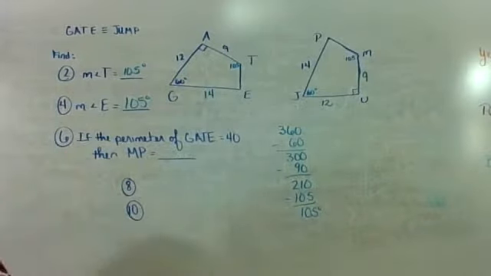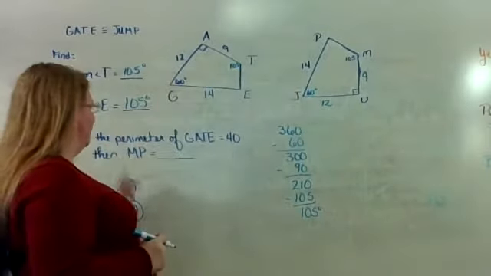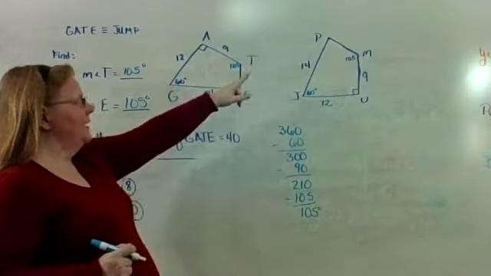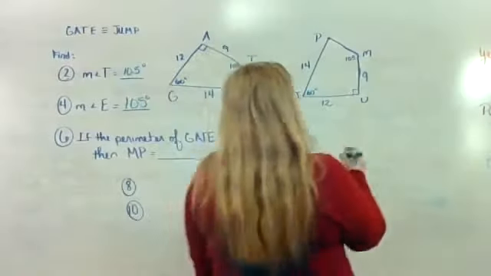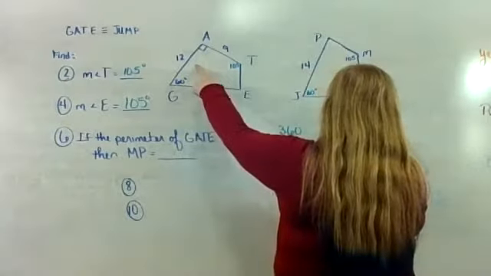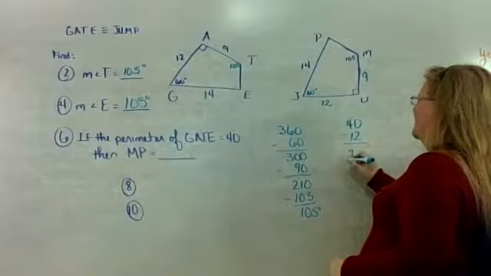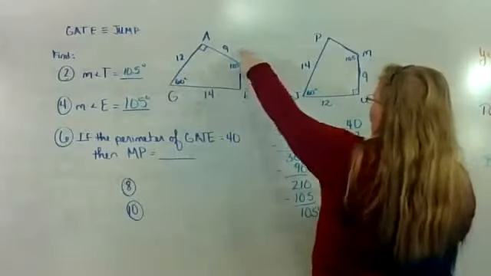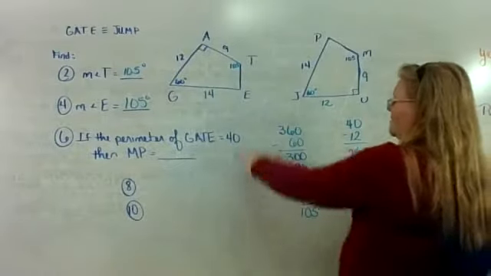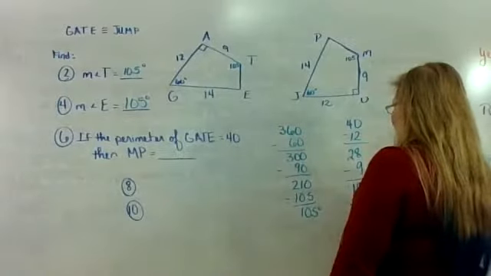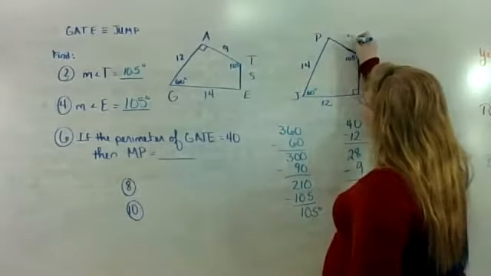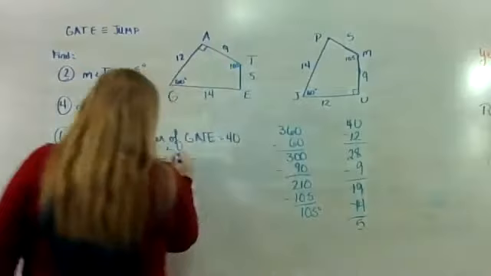Number 6, if the perimeter of GATE is 40, then MP must be. MP is the one we don't have, so that's the one we don't have over here too. So if I start out with 40 and I subtract what we do have, which is 12, that leaves me with 28. Then I subtract the 9 that we do have, that leaves me with 19. And then I subtract the 14, that leaves me with 5. So this side must be 5, and that makes our answer here 5.